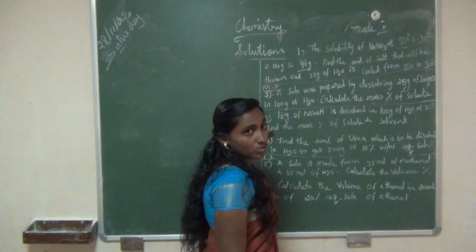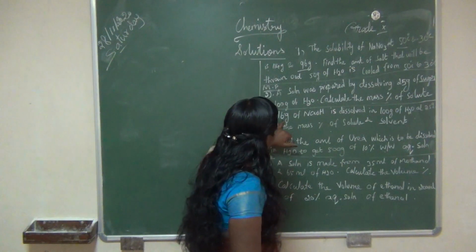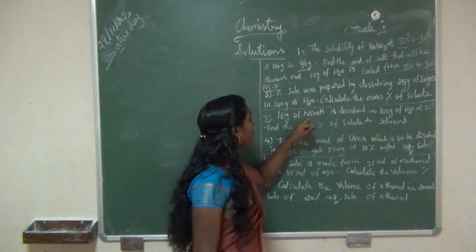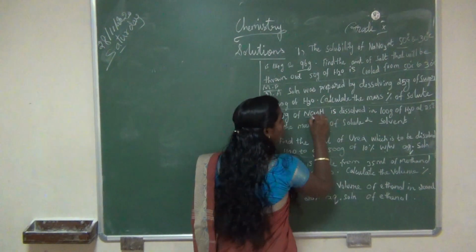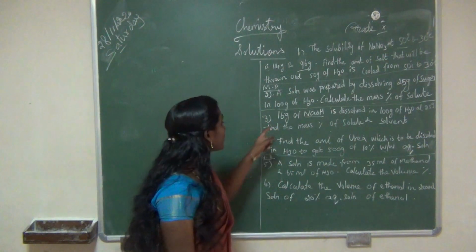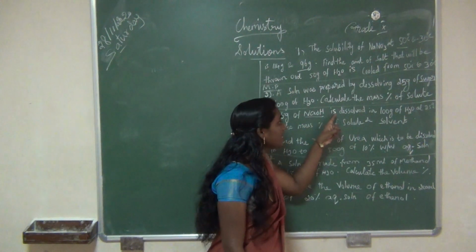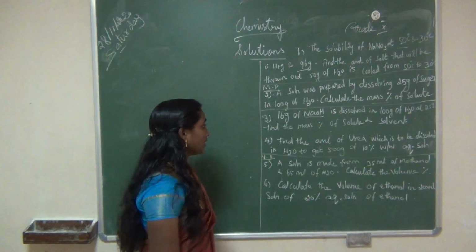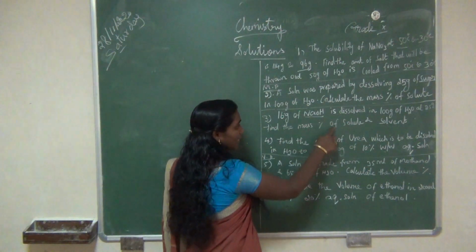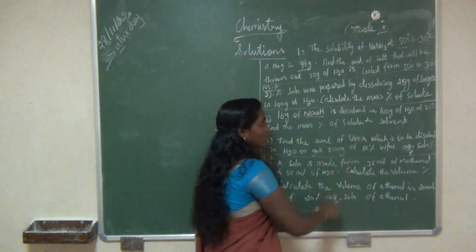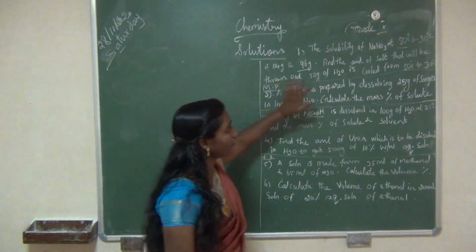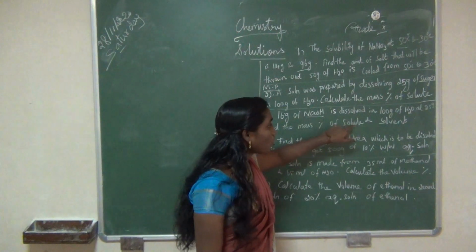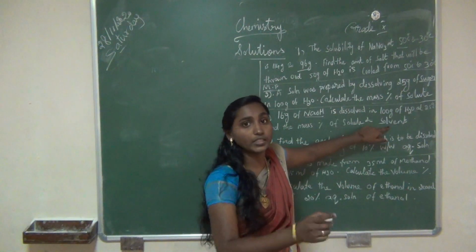Mass percentage, same question only. 16 gram of sodium hydroxide, NaOH. 16 gram of sodium hydroxide is dissolved in 100 gram of water at 25 degrees Celsius. Find the mass percentage of solute and solvent. In the previous question we found the mass percentage of solute, right? Here we need to find both solute and solvent.